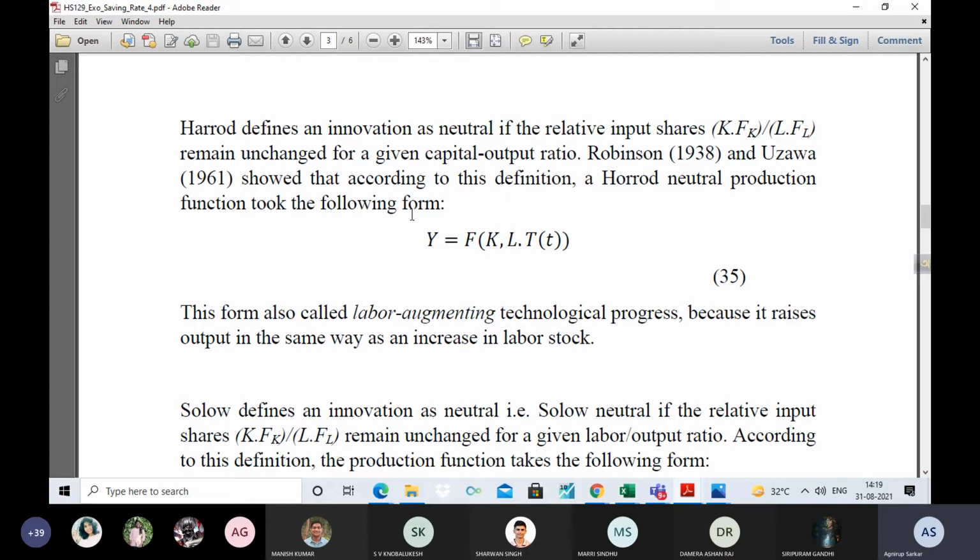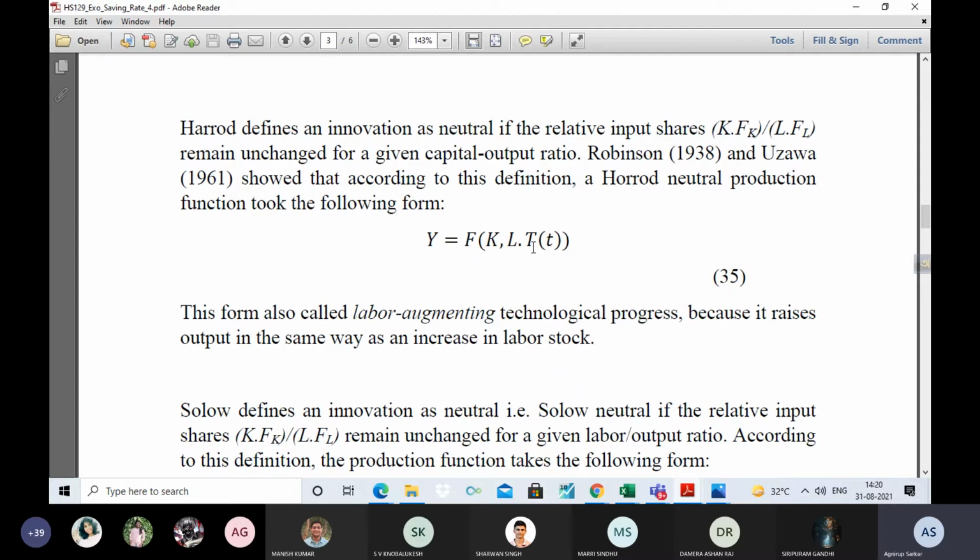This form, which is represented by equation 35. So this is the functional form. Now, pay attention to the functional form. What you would notice is T(t), which represents technology. This is an index of technology, and Ṫ is positive.